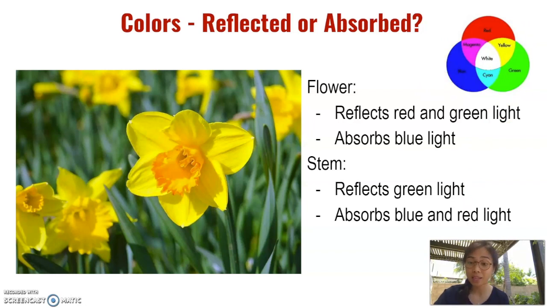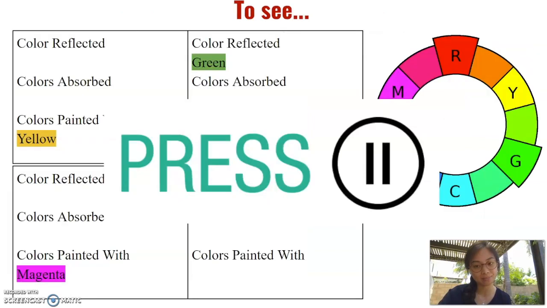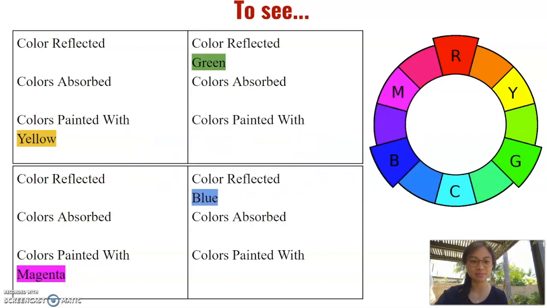Let's talk about the stem. The stem of this daffodil is green, which means that it must be reflecting green light and absorbing blue and red light, or magenta light if blue and red are combined. So I want you to now pause this video and practice filling out this chart by identifying what light, red, green, or blue, needs to be reflected, absorbed, or will be painted based on this color wheel. Pause this video and see if you can figure it out.